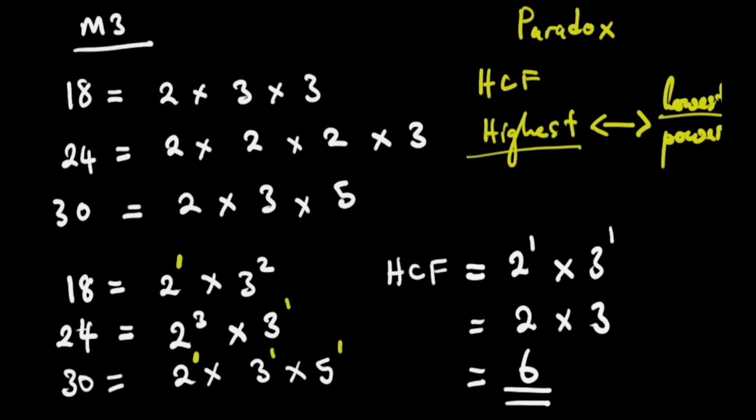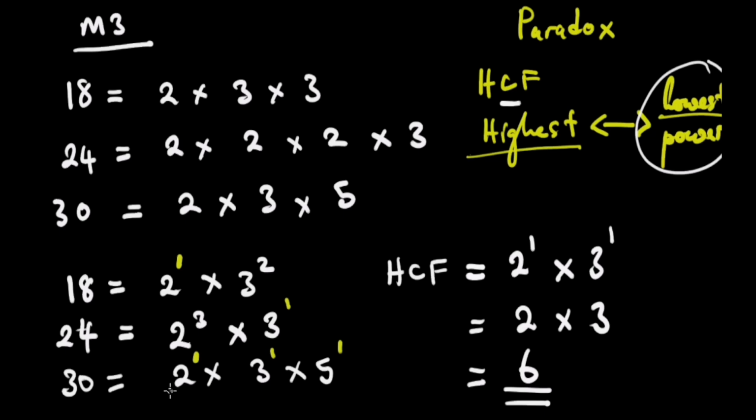Saka method iyi ingoripo pakuti ukanyora kana kuti ukaexpressa mafactors ako as powers, uchatsvaga ari common, wawana ari common, then uchabva waselecta ine the lowest power pamafactors anenge ari common. Saka taona kuti 2 ari common.